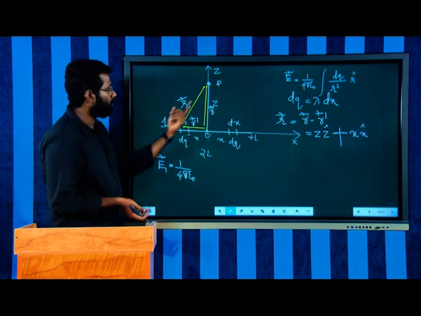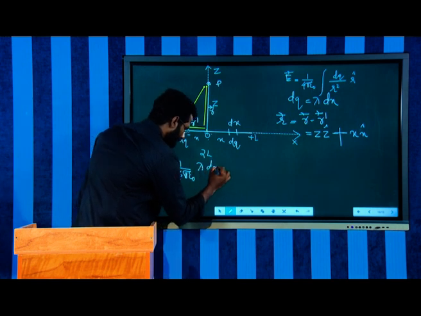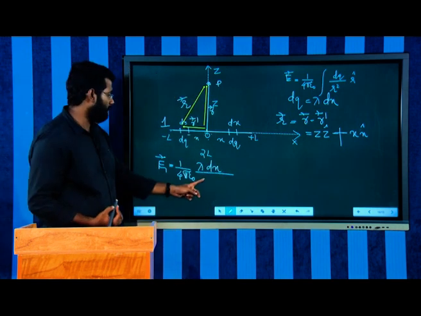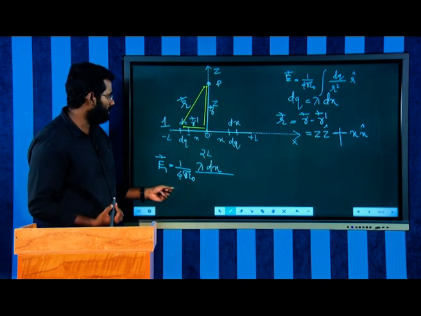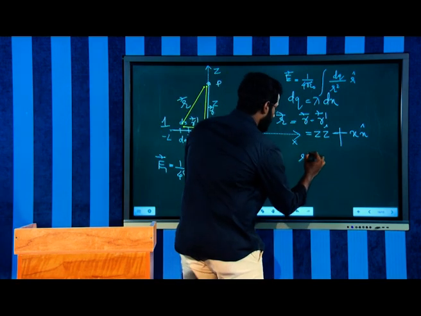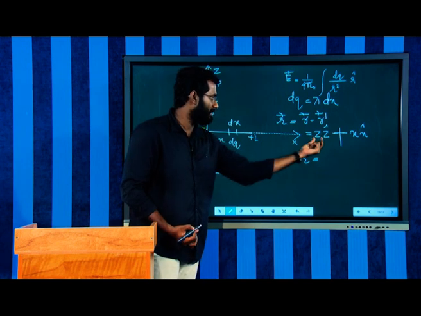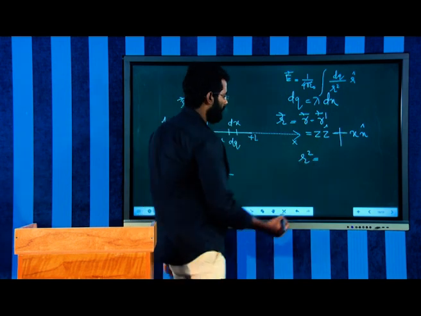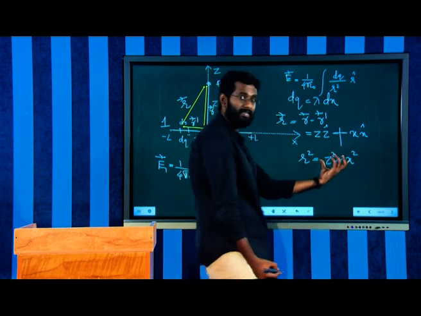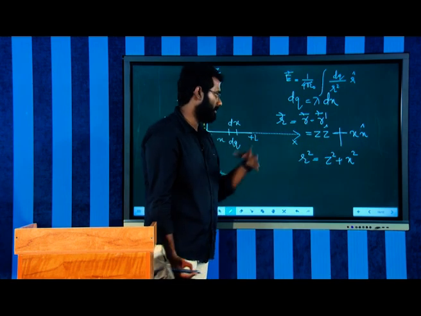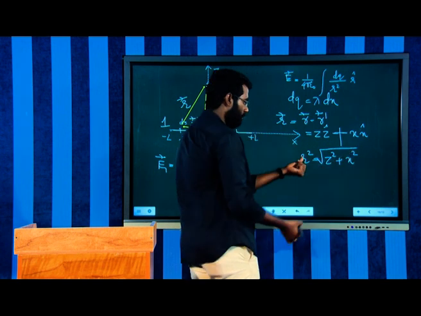What is the value of dq? Instead of dq, we can substitute lambda dx. So, that is lambda dx divided by, here we need r square, that is the distance square. What is r square? R square is the square of its magnitude. What is the magnitude of this vector? Z square plus x square. This is actually the square of the magnitude. The magnitude is only root of z square plus x square. We take the whole square to find r square.